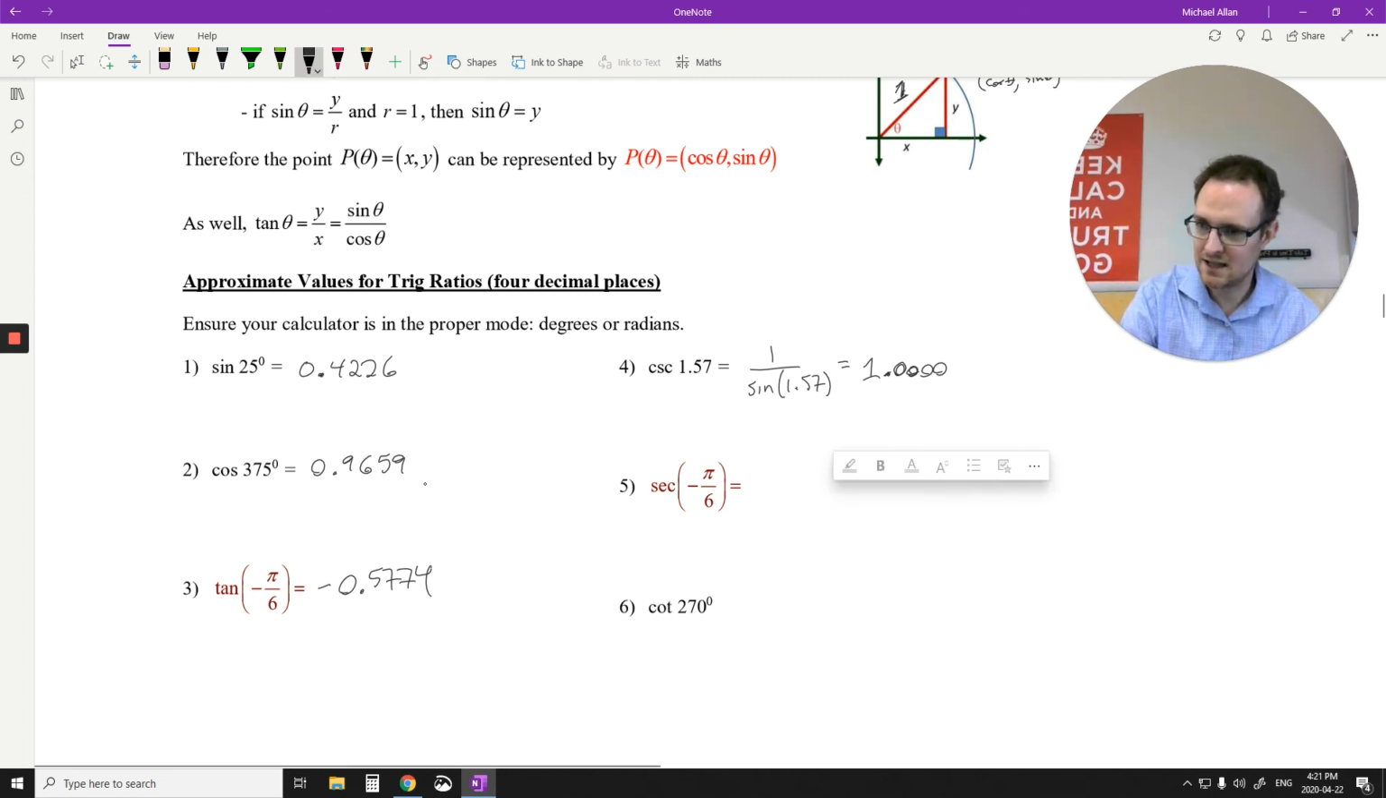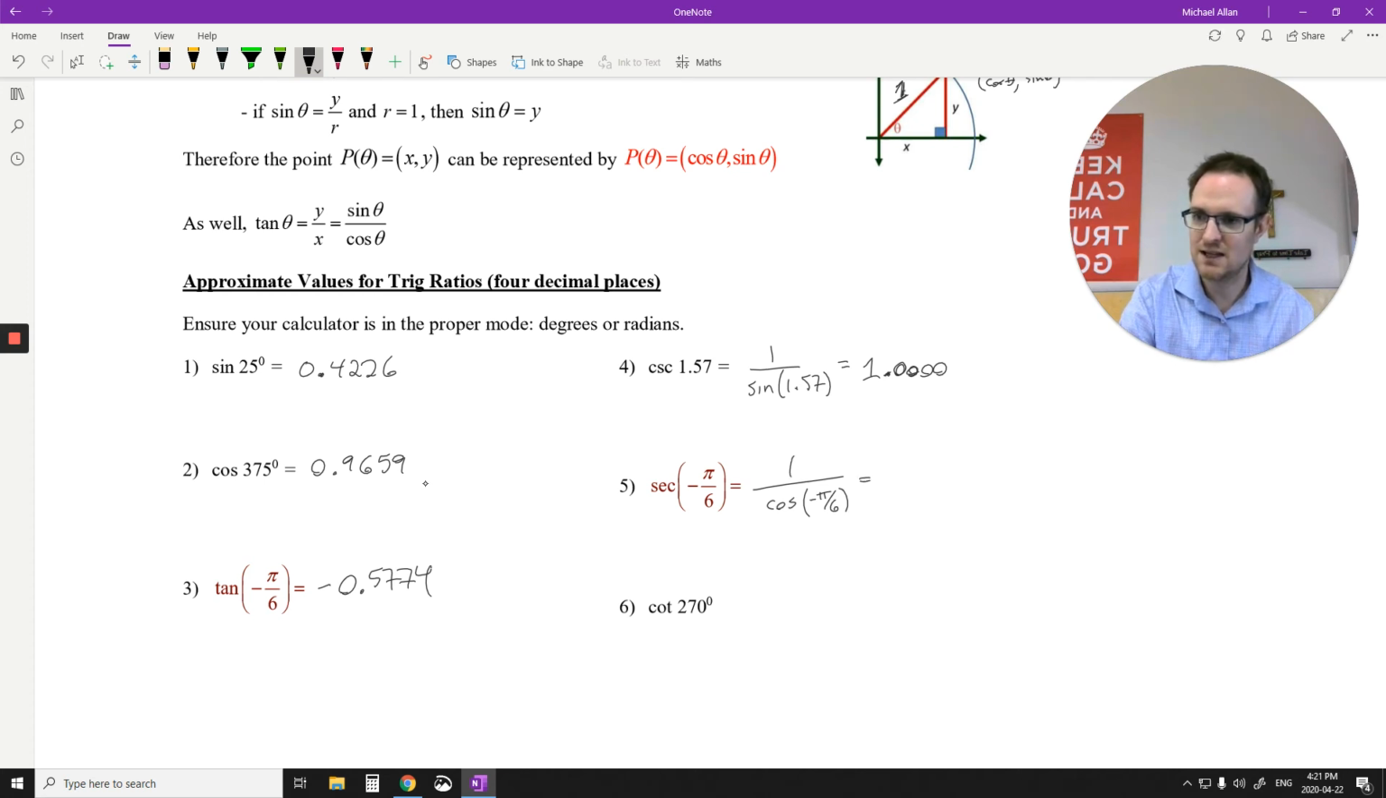So secant here is the same as 1 over cosine, but you notice that this stays negative pi over 6. That didn't change. It's very key. That doesn't flip over. The only thing that flips over is the operation. So it's going to be 1 over cosine, making sure you're in the right mode. So this is going to be in radians because it says radians there. It's in pi. Negative pi over 6. So I get 1.1547.